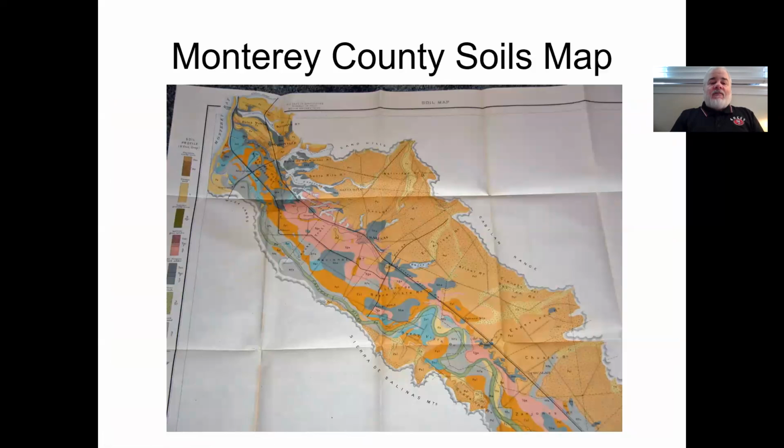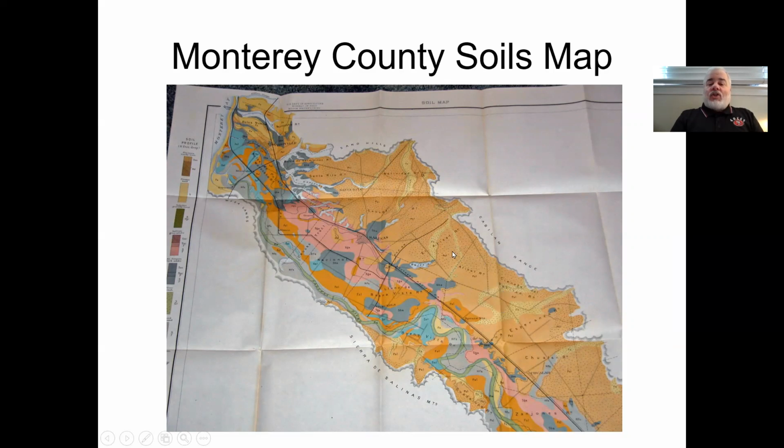So here is a very gross generic soils map of Monterey County. This is the Salinas Valley. This black line going through is the 101 corridor. And you can see the major areas of soil formation. Here's off of the Gavilan Range off of Old Stage Road.